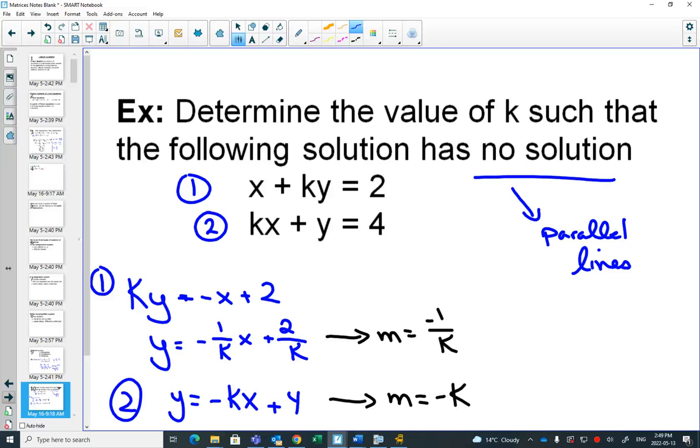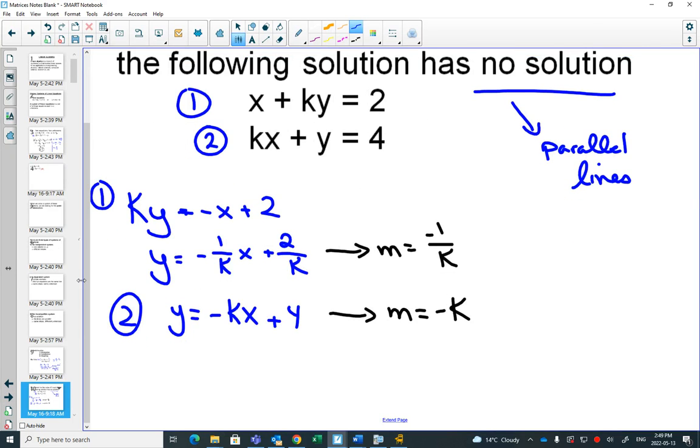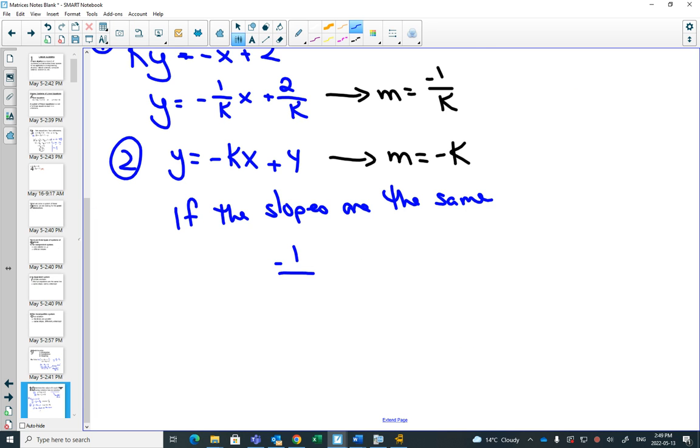So if there's no solution, then my two lines have to have the same slope. So I can write if the slopes are the same, so it makes sense that negative 1 over k has to equal negative k. Solving this, multiplying both sides by k, will give me k squared has to equal 1. And then k would have to be plus or minus 1.